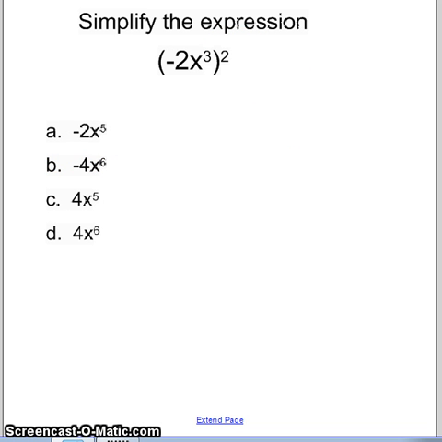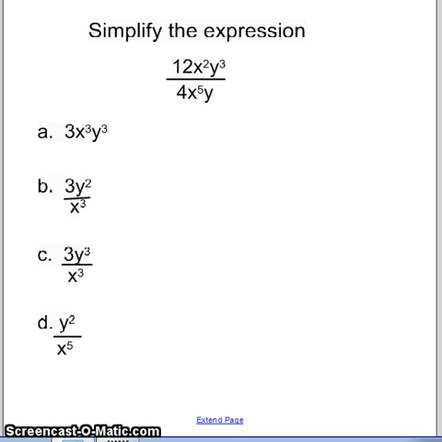Here we have a power raised to a power. So we're squaring everything inside the parentheses. Well, we already know how to square negative 2. That's negative 2 times negative 2 for positive 4. But the new thing is x cubed squared. And when you have a power raised to a power, those two numbers are multiplied. 3 times 2 is 6, so your answer is 4x to the 6th.